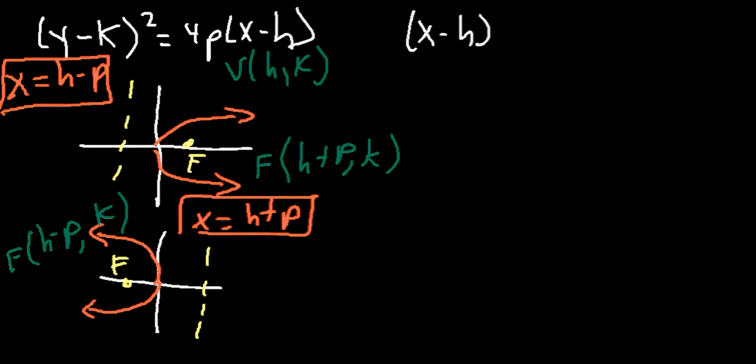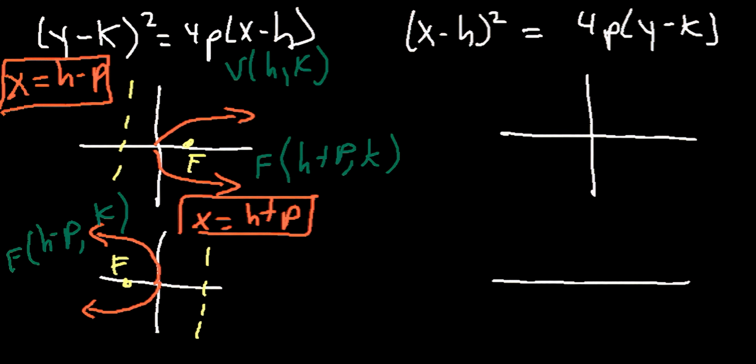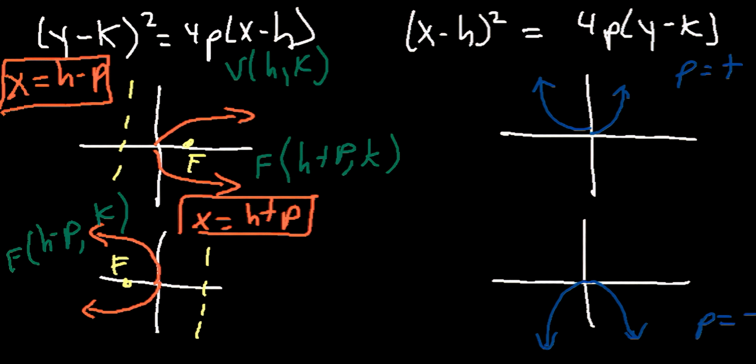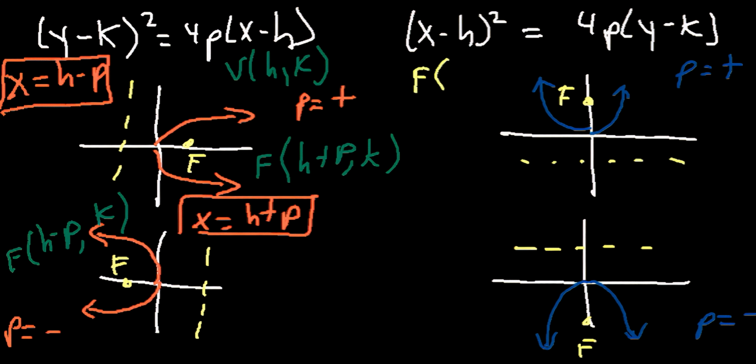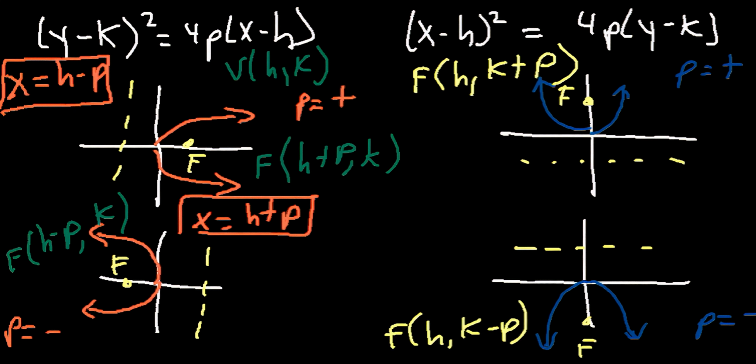Now for the other one, it's x minus h squared is equal to 4p times y minus k. So for y equals x squared, it can open up or it can open down. Here p is positive, p is negative. For this one, when it opens to the right, p is positive. When it opens to the left, p is negative. So the focus is somewhere over here. And the directrix is horizontal this time. So the focus is going to be h comma k plus p, and for this example it's h comma k minus p. The directrix is horizontal, so it's y is equal to k plus p, and here it's y is equal to k minus p.